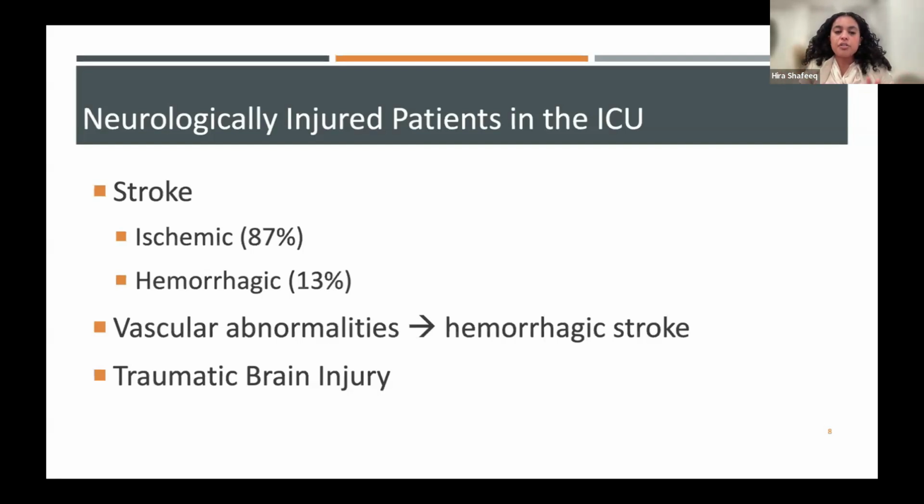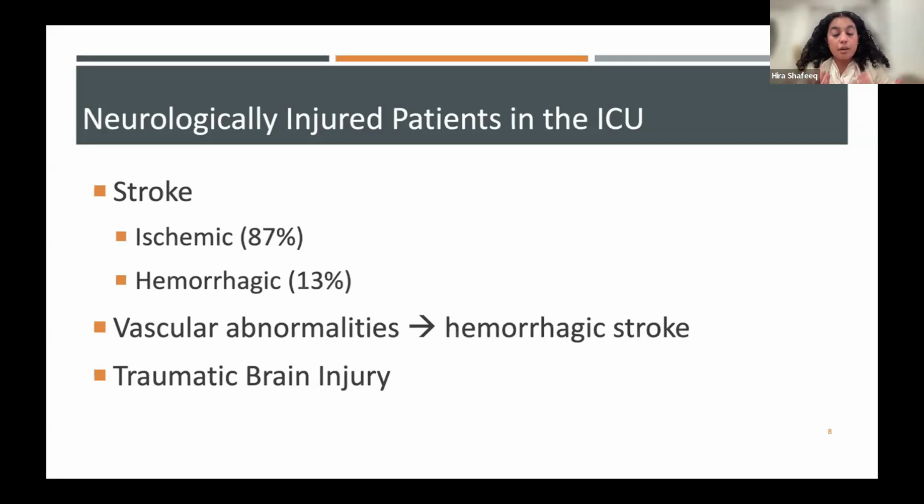Although 90% of the patients have this ischemic stroke, it is also important to remember that about 10% of them have a hemorrhagic stroke, meaning that they are coming into the hospital because of stroke symptoms that are associated with a bleed rather than a blockage.